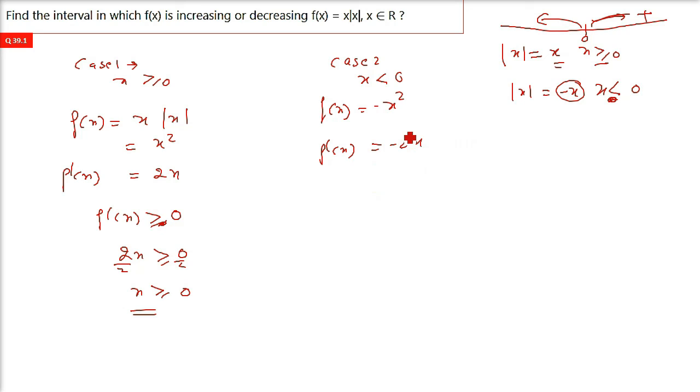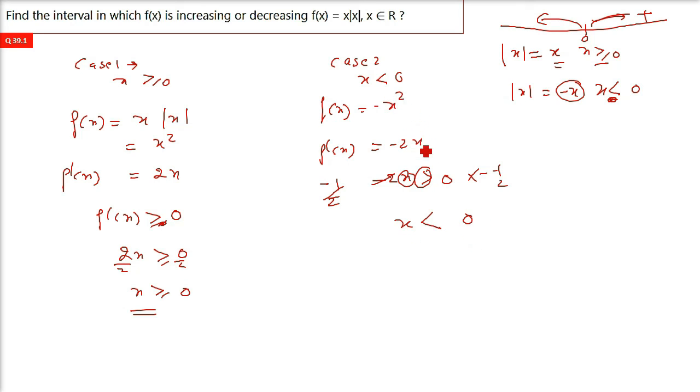Now coming to this one. See, above 0 it is increasing. We have established that. Now x less than 0, what are we going to get? Just multiply both sides by negative half. The inequality sign will also change. So only x will remain. This minus 2 and minus half will get cancelled, and 0 into something is 0. So x is less than 0.